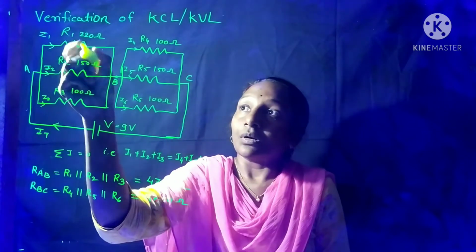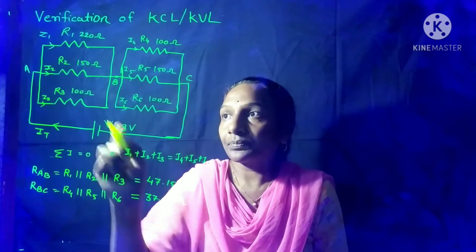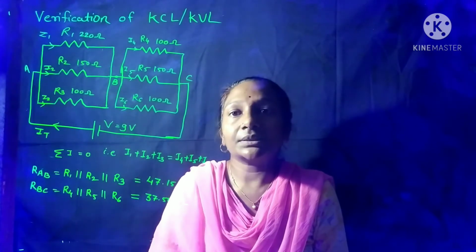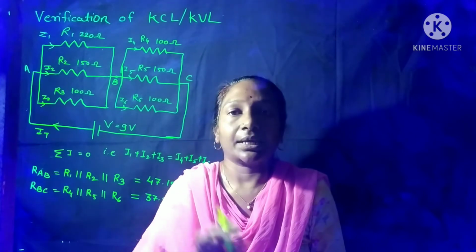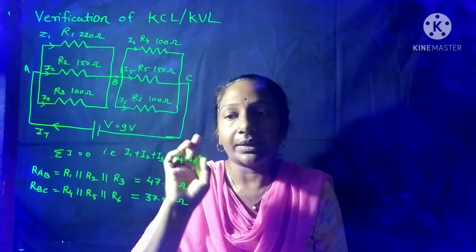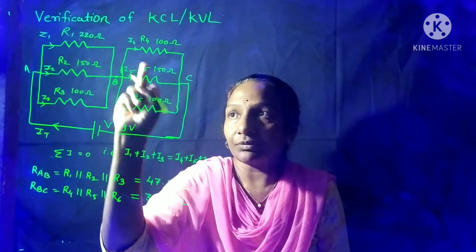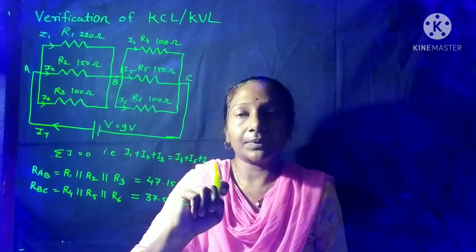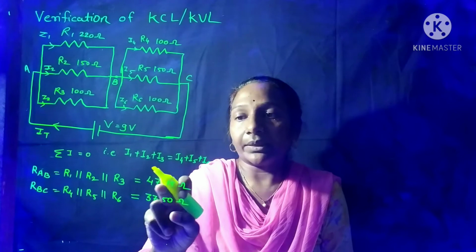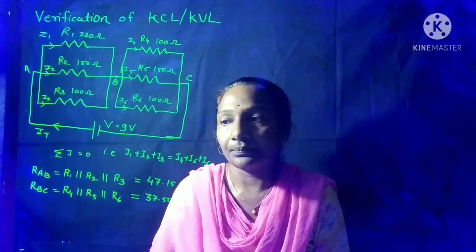The R1, R2 and R3 in the circuit are parallel. The resistance across A and B is the equivalent resistance RAB, the parallel resistance of R1, R2 and R3. Substitute the values. R1 is equal to 220 ohm, R2 is equal to 150 ohm and R3 is equal to 100 ohm. The equivalent resistance RAB is equal to 47.15 ohm.